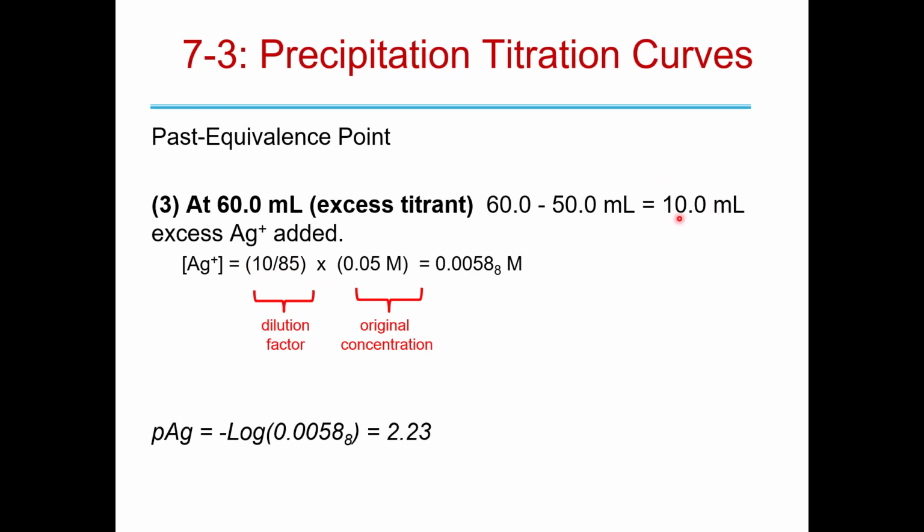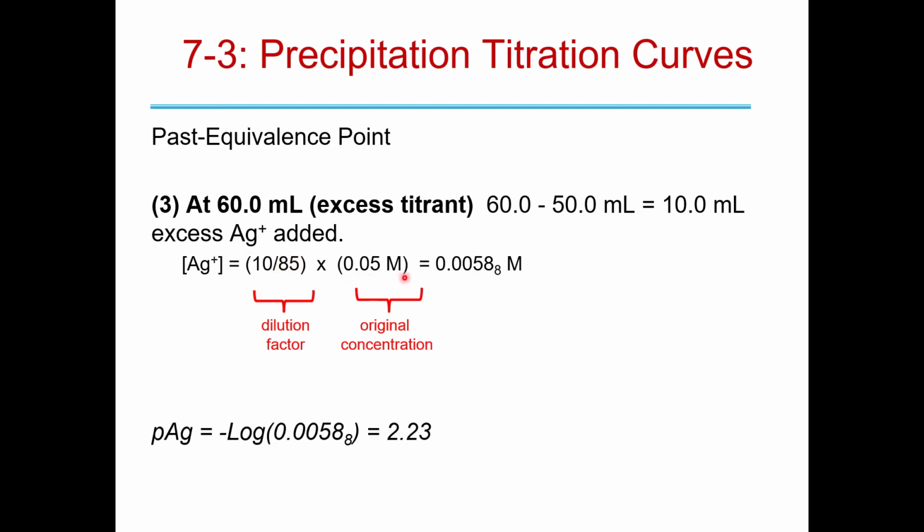So this 10 milliliters of excess silver nitrate is then diluted in the total volume of our solution. All right, so what is the total volume of our solution? We started out with 25 milliliters, and we have now added 60. So 60 plus 25 gives me 85. So the 10 excess divided by the 85 gives me my dilution factor.